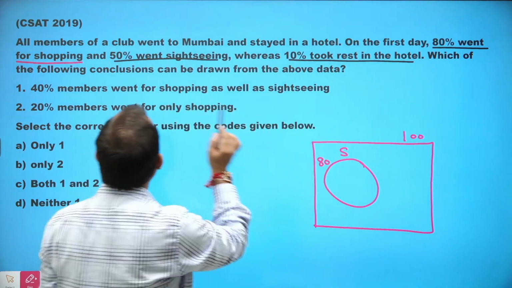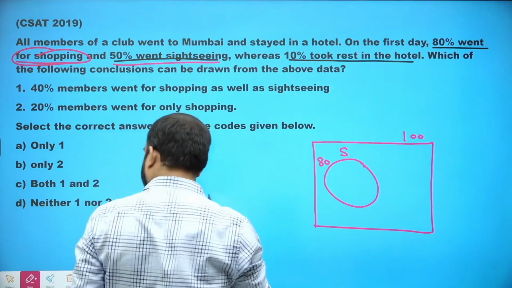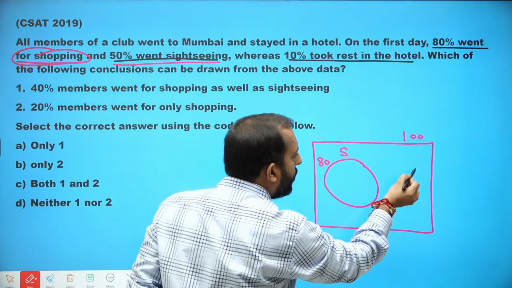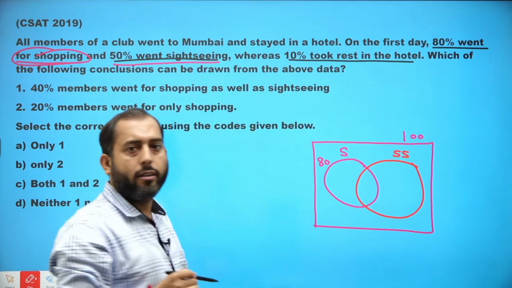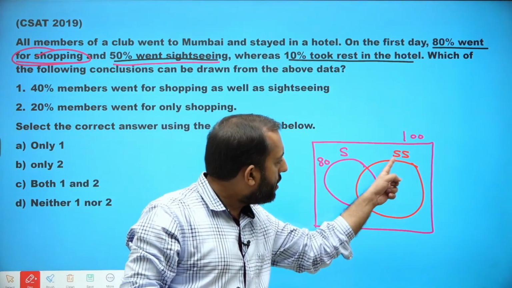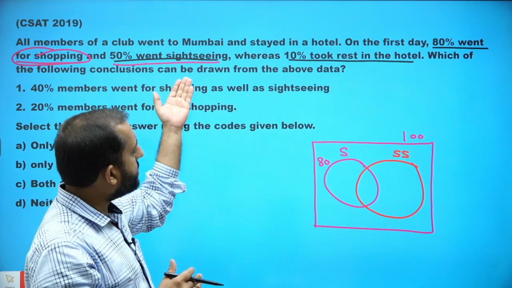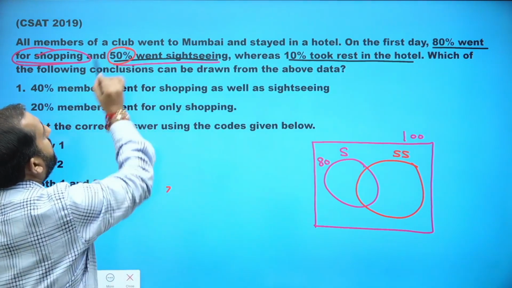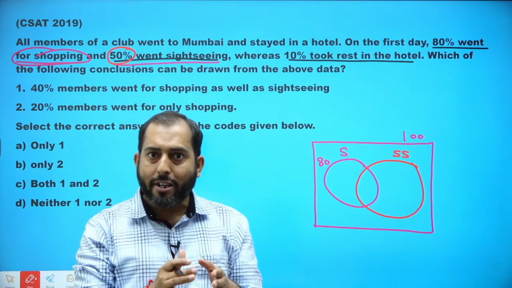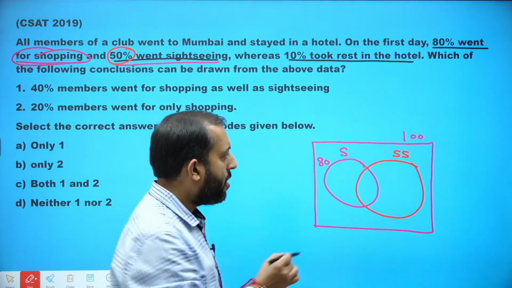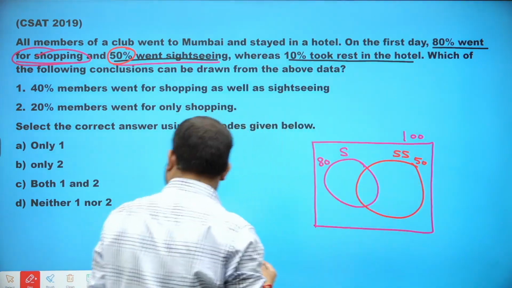So I know these 80 people went for shopping. Now 50% went for sightseeing. So for sightseeing, we will draw one more circle, SS for sightseeing. This second circle will represent the collection of all the people who went for sightseeing, and I know this is 50% of the total people present. Total people are 100, so 50% of 100 is 50. So the complete value of this sightseeing circle is 50.